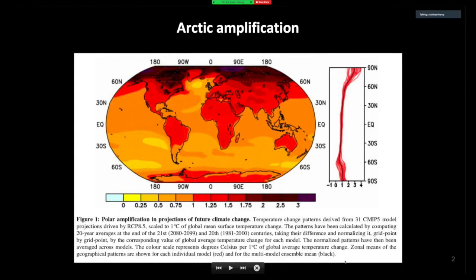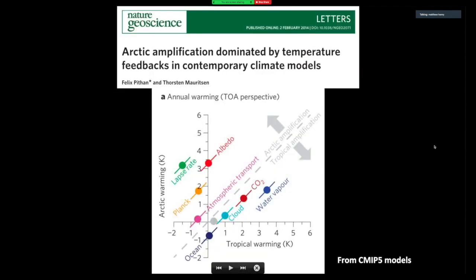Okay, so the motivation basically is to understand Arctic amplification, which is just that under increased CO2 you get more warming over the high latitudes, especially in the Arctic, compared to the rest of the planet. And the drivers of this Arctic amplification are still debated. One of the key papers that came out in 2014 was this paper by Pithan and Mauritsen, and they decomposed the various drivers of tropical and Arctic warming.